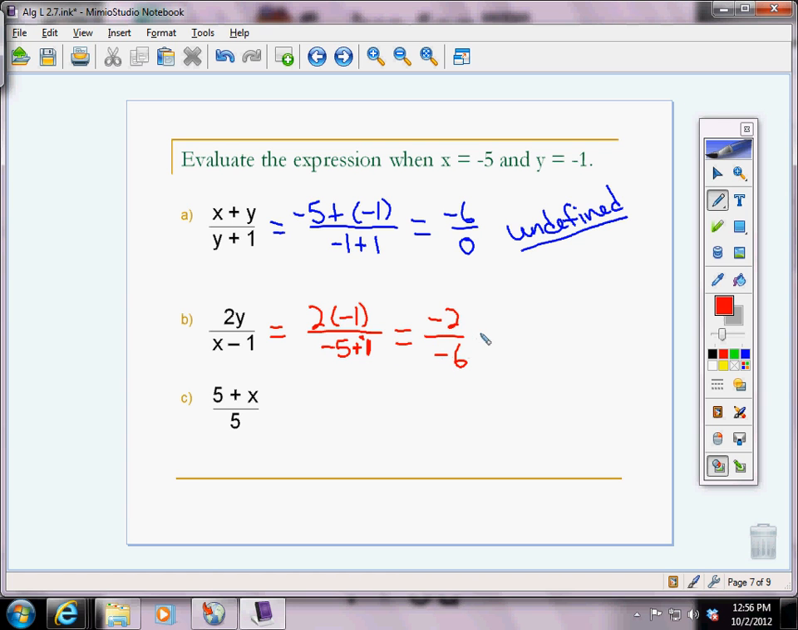Don't stop there. You have to simplify it all the way to the end. First thing you'll notice is that there's a negative on top and a negative on bottom. Remember, if you divide 2 negatives, your answer is positive. I know my answer will be positive. And then let's reduce the fraction by 2. 2 goes into itself 1 time, 2 goes into 6 3 times, and we get our answer of 1/3.